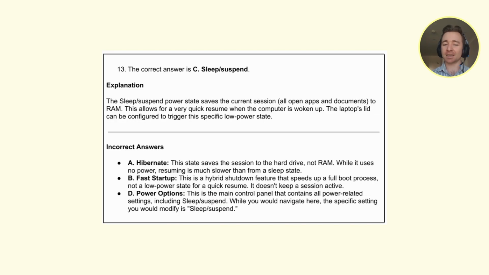It is C, sleep/suspend. The sleep/suspend power state saves the current session to RAM, which allows it to wake up really quickly, all right? It's not completely shutting down. It's saving it to RAM in a low power state. The fast startup is a hybrid shutdown feature, which was option B. You might have got confused there. That speeds up a full boot process. So it is still having to fully boot, right? With sleep suspend, it's a low power state.